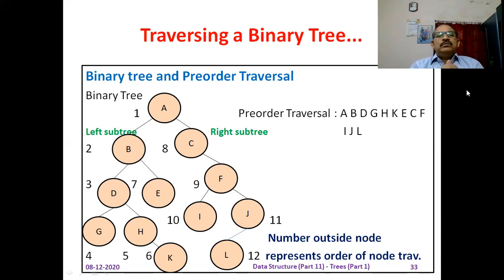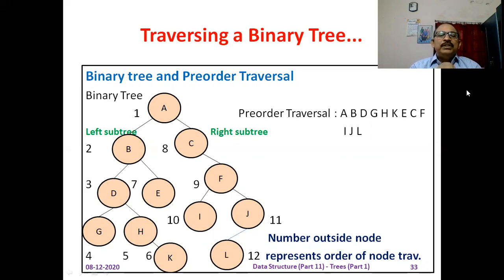Here we want to know the traversal sequence. A binary tree is given and we want to find out the pre-order traversal sequence. In pre-order traversal, first we visit the root. What is the root of this tree? A is the root of the tree.